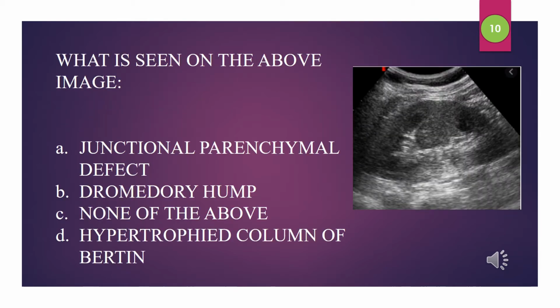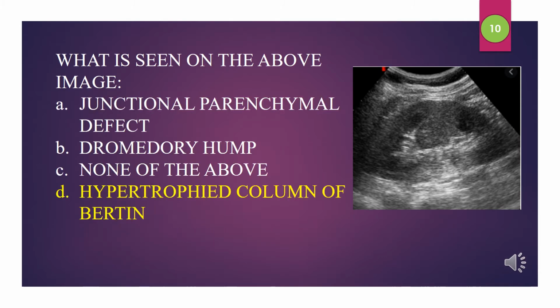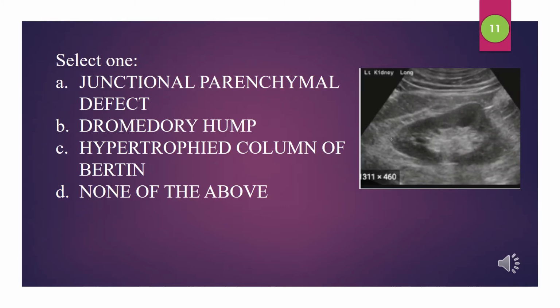What is seen on the above image? A. Junctional parenchymal defect. B. Dromedary hump. C. None of the above. D. Hypertrophied column of Bertin. The answer is D. Hypertrophied column of Bertin. What is in the image? A. Junctional parenchymal defect. B. Dromedary hump. C. Hypertrophied column of Bertin. D. None of the above. The answer is B. Dromedary hump.